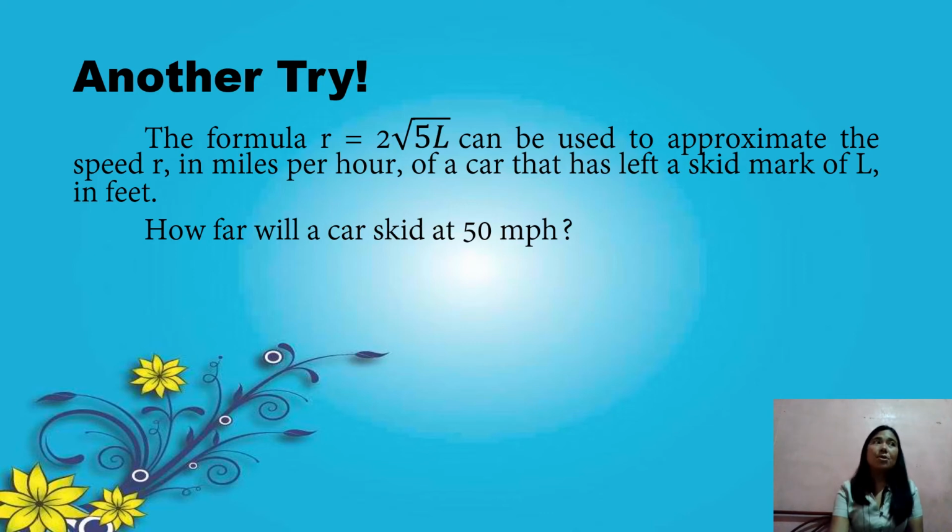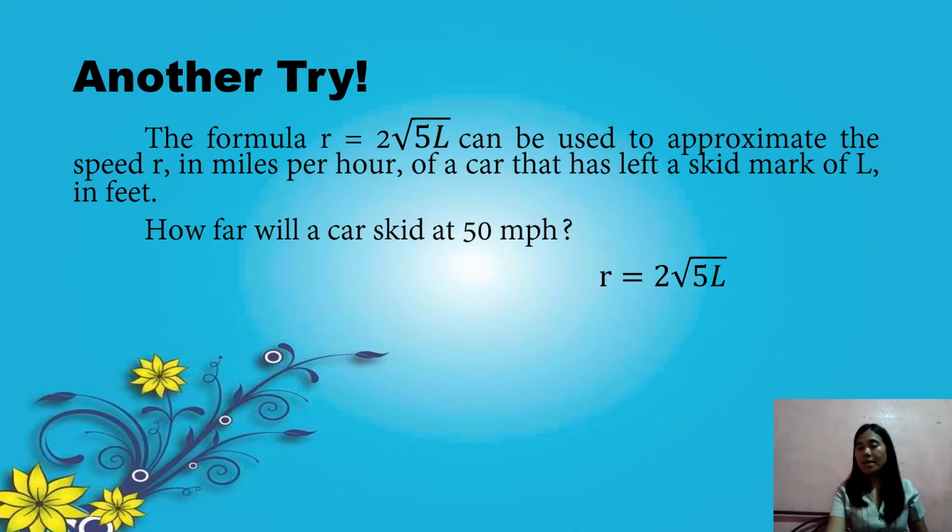Okay, so unlike the previous two problems, we do not illustrate this problem, because it is difficult to illustrate. No need. And we do not make a mathematical statement anymore because it is already given to be R equals 2 times the square root of 5L. Our problem is where are we going to substitute 50?